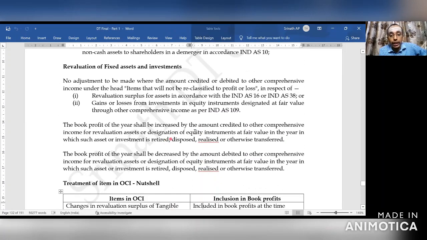The book profit shall be increased by the amount credited to other comprehensive income for revaluation or designation of equity instrument at fair value in the year in which such asset or investment is retired, disposed, sold, or otherwise transferred. The book profit shall be decreased by the amount debited to other comprehensive income only on their sale.